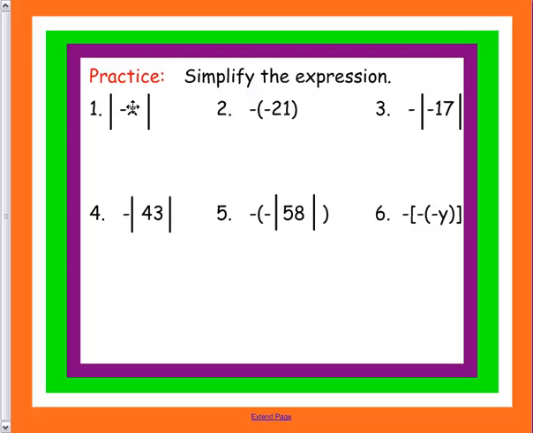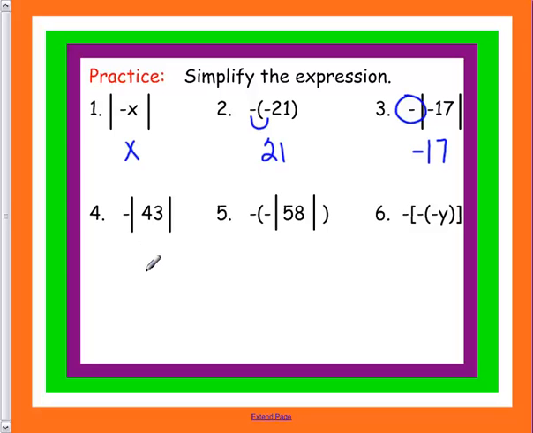The absolute value of -x, the distance away from x or from 0 on the number line, is x. This is a -21. I want the opposite. Look, it makes a smiley face, so the answer is 21. This is a -17 in absolute value, so it's 17 away, but I want the opposite of that, so -17.